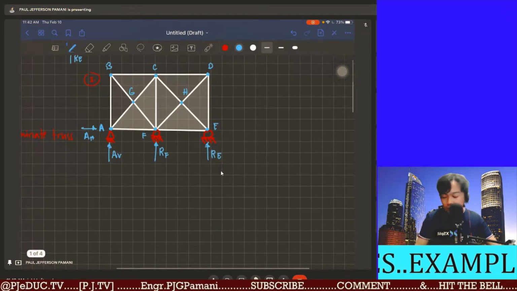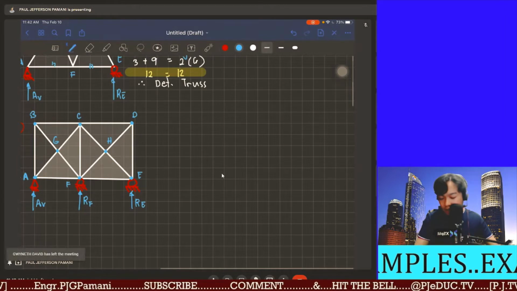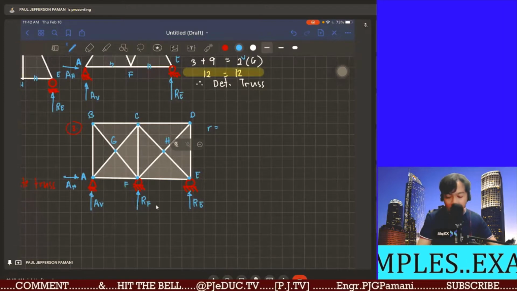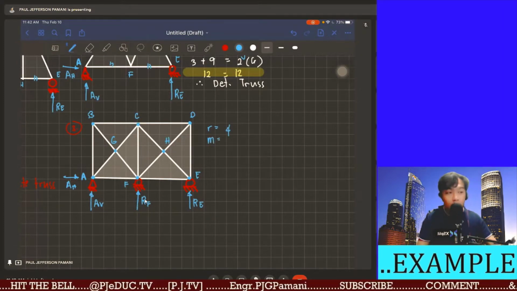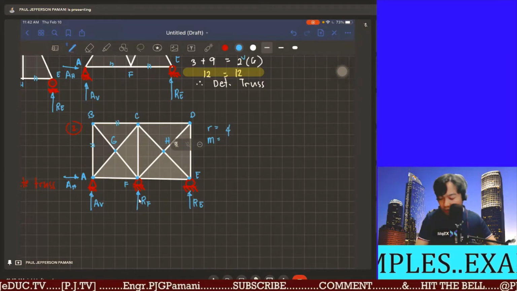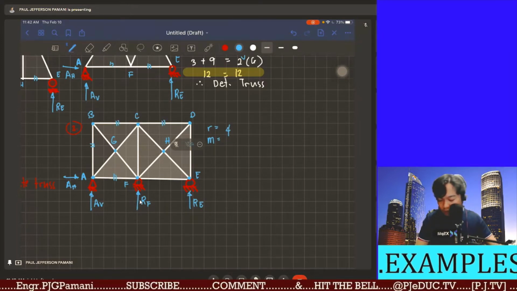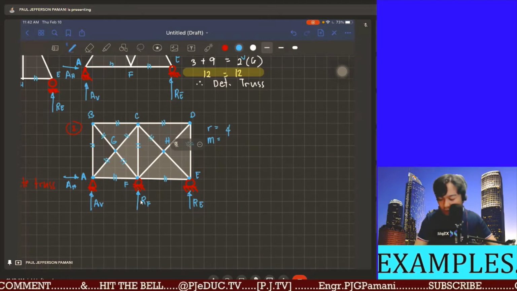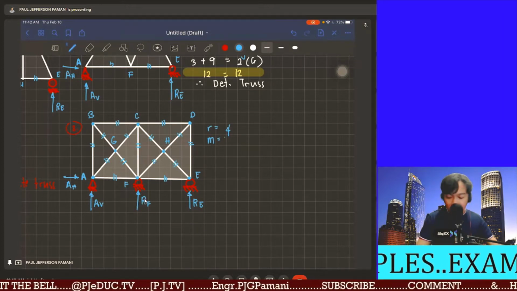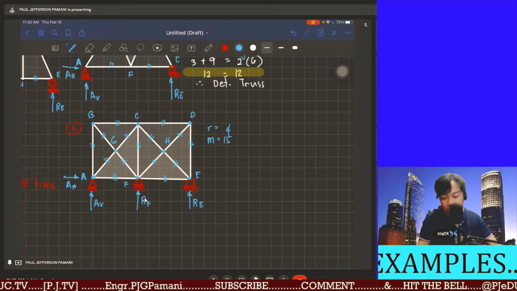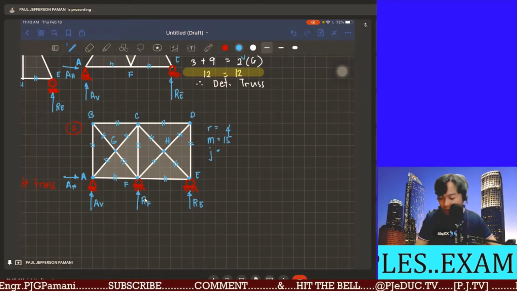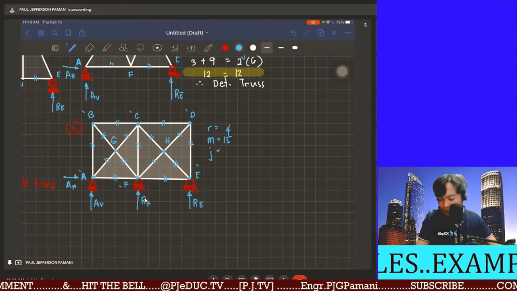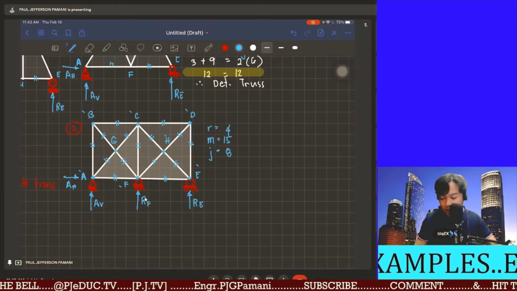Okay? So with that, again, counting the number of reactions. Kakaplat lang natin, meron tayong 1, 2, 3, and 4. We have 4 reactions. How many members? Those are 1, 2, 3, 4, 5, 6, 7, 8, 9, 10, 11, 12, 13, 14, 15. So we have 15 members. So how about joints? We have A, 1, 2, 3, 4, 5, 6, 7, 8. We have 8 joints. Okay?